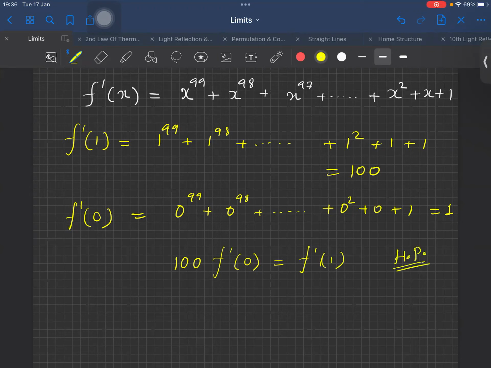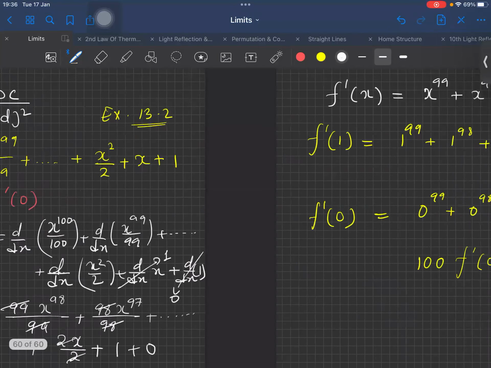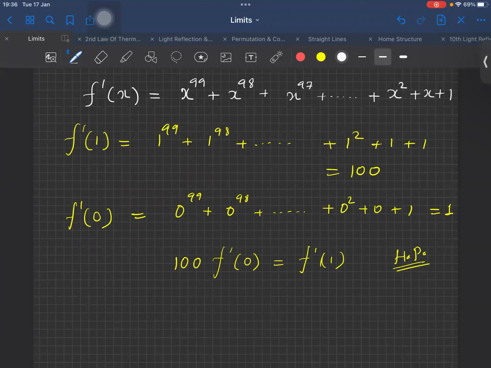This was exercise 13.2, question number 5. Please solve all the problems and ask me doubts tomorrow. Tomorrow we can clear any doubt you have in derivatives. Otherwise, it's a relatively easy chapter if you just follow the rules. So here we'll finish the derivatives.